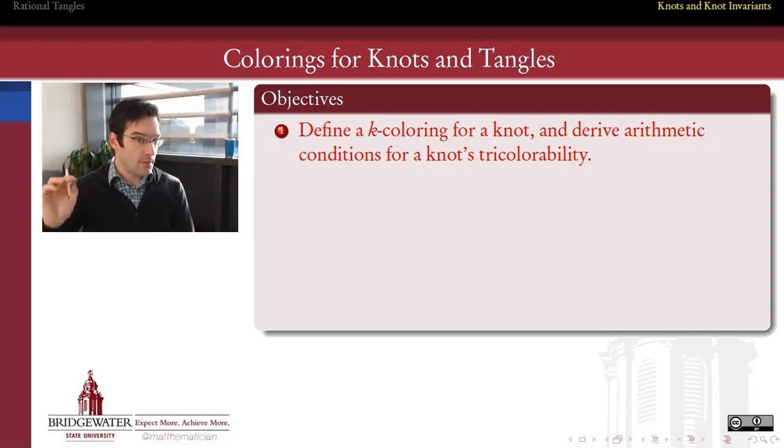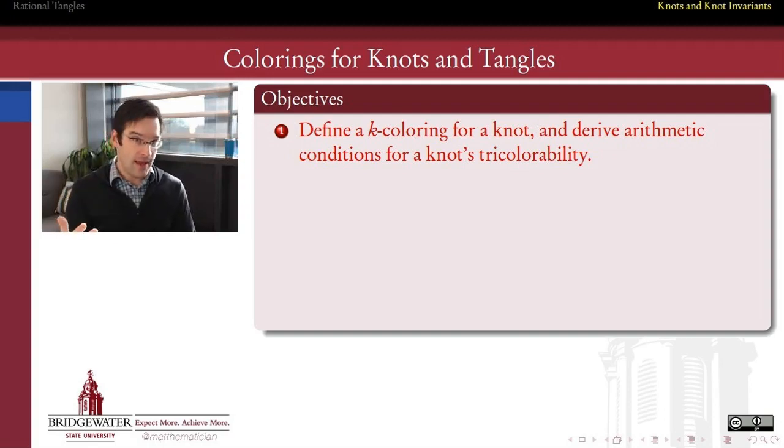So now that we know what it means to tricolor a knot, in other words, to take the arcs in a knot diagram and assign each one of those arcs one of three colors in such a way that at every crossing, all three arcs that are incident at that crossing either have the same color or they all have different colors. We know what that means. We know what it looks like. We know how to detect whether or not a certain coloring is valid or not.